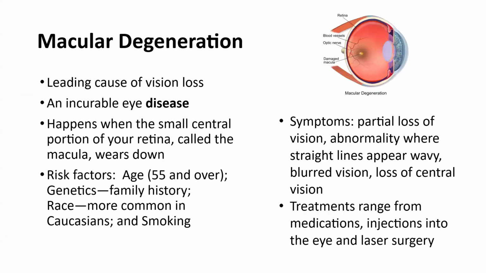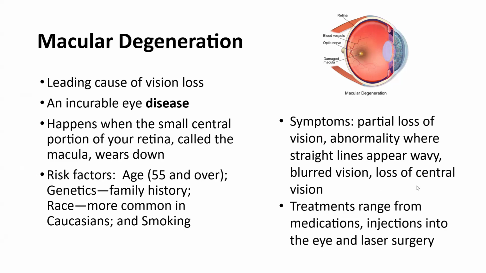Next, we have our macular degeneration. This is going to be the leading cause of vision loss. It is an incurable eye disease in itself. It happens when small central portions of your retina wear down. It usually happens to people who are older, like 55 and older, who have had it in their family history. And then it is more common in Caucasians and for individuals who do smoke.